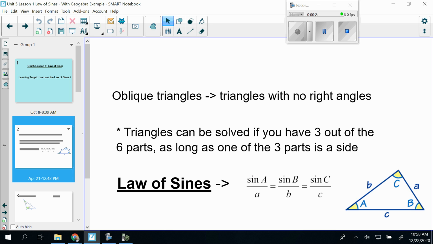Triangles can be solved if you have 3 out of the 6 parts. What we mean by the 6 parts is the 3 angles in the triangle and the 3 sides. So we need 3 of those 6 things.